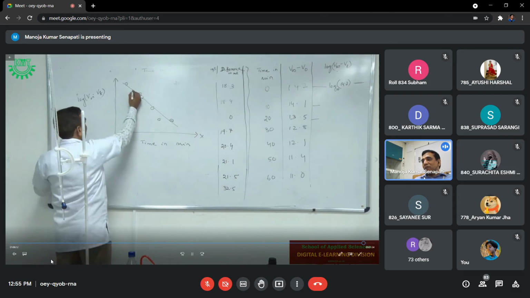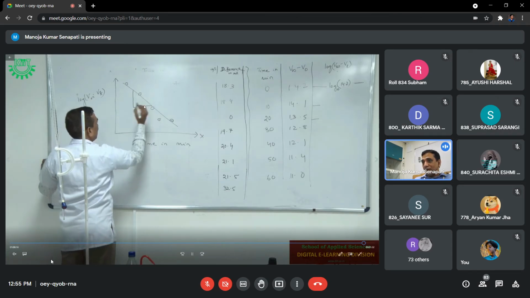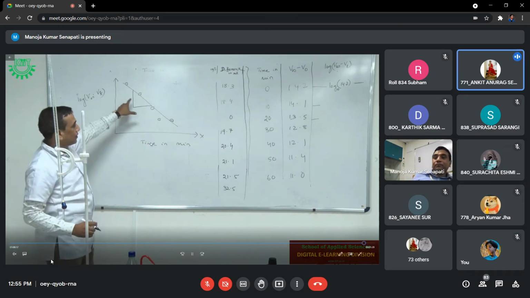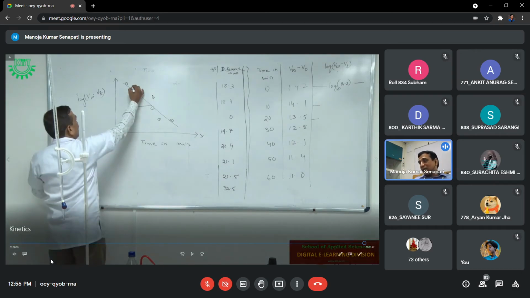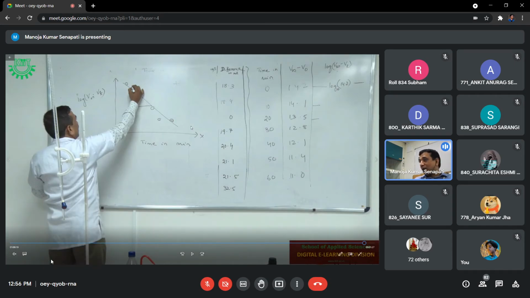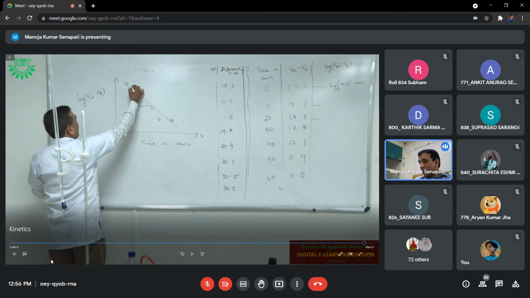Some points may be on the left side, some points may be on the right side. So we have to draw a straight line. Yes, you have to draw a straight line. All the points may not be on the line. Then you have to find out the slope of this straight line by considering any two arbitrary points. Remember, you will not consider these points. You cannot take the slope from 0, 10, 20, 30, 40, 50, 60. You have to take the slope from any other point leaving this one.